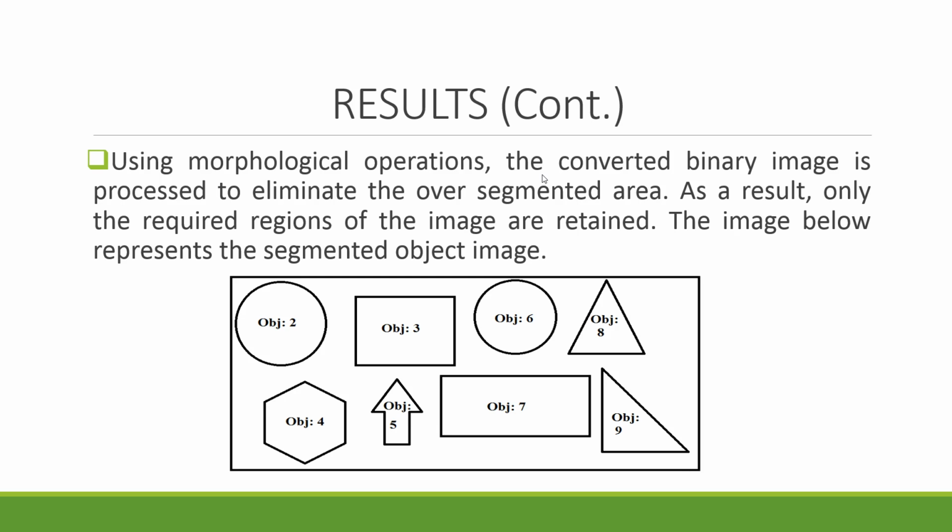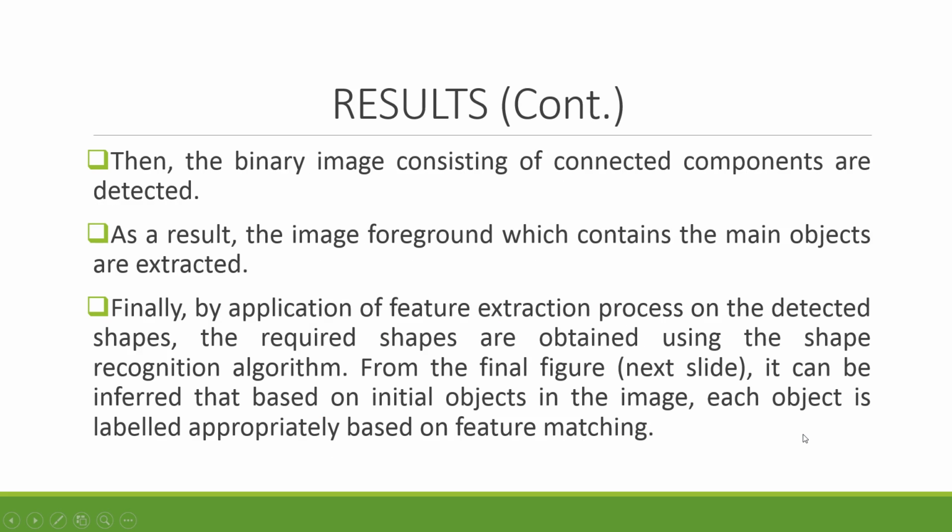Using morphological operations, the converted binary image is processed to eliminate the oversegmented area. As a result, only the required regions of the image are retained. The image below represents the segmented object image. Then, the binary image consisting of connected components is detected. As a result, the image foreground which contains the main objects is extracted. Finally, by application of feature extraction process on the detected shapes, the required shapes are obtained using the shape recognition algorithm.